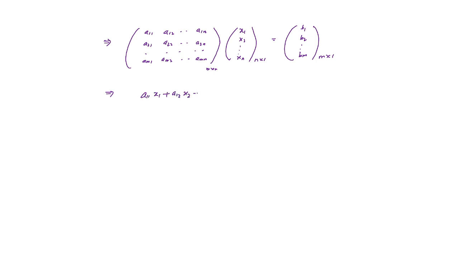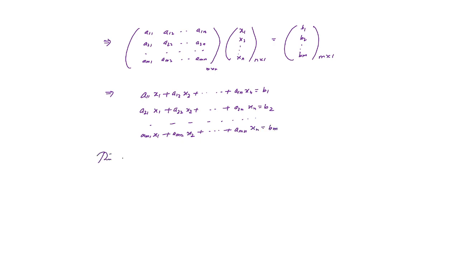a11 x1 plus a12 x2 plus dot dot dot a1n xn equals b1. a21 x1 plus a22 x2 plus dot dot dot a2n xn equals b2. And am1 x1 plus am2 x2 plus dot dot dot amn xn equals bm. So this is a system of linear equations with n unknowns.